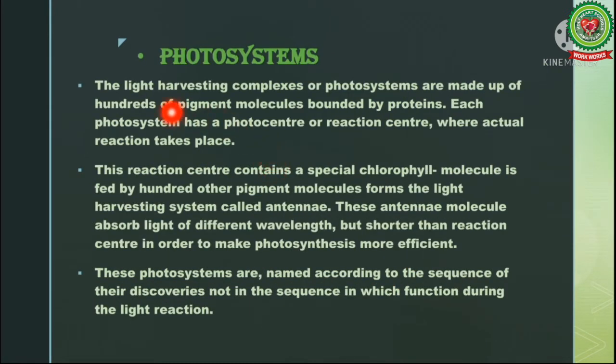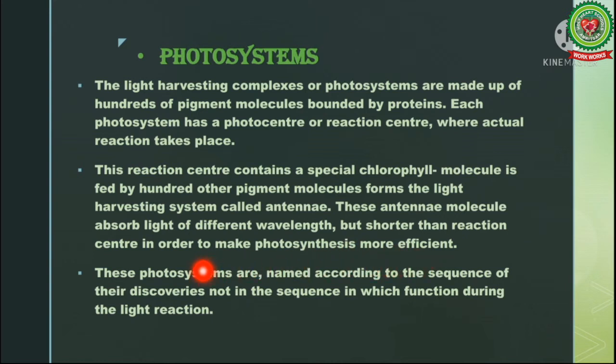Photosystems. Light harvesting complexes or photosystems are made up of hundreds of pigment molecules bound by proteins. Each photosystem has a photocenter or reaction center, which represents the essential pigment where the actual reaction takes place. This reaction center contains a special chlorophyll molecule and is fed by 100 other pigment molecules that form the light harvesting system called antennae. Antennae molecules absorb light of different wavelengths, but shorter than that of the reaction center, in order to make photosynthesis more efficient.